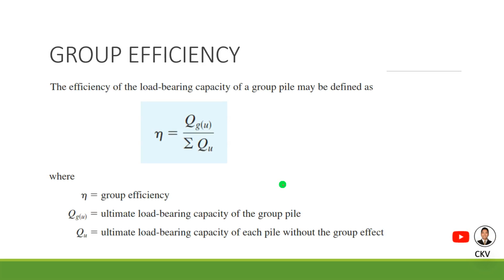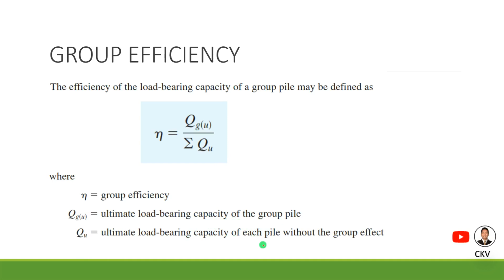Eta is equal to Ug over the sum of Uu. So eta is the symbol for the group efficiency. Ug is the ultimate load bearing capacity of the group pile, and Uu is the ultimate load bearing capacity of each pile without the group effect.